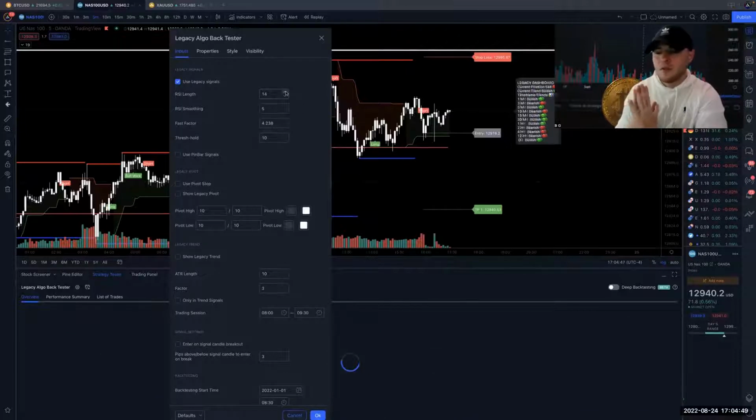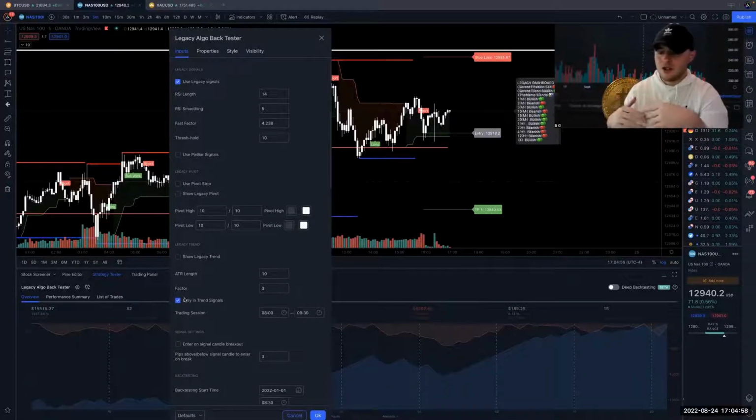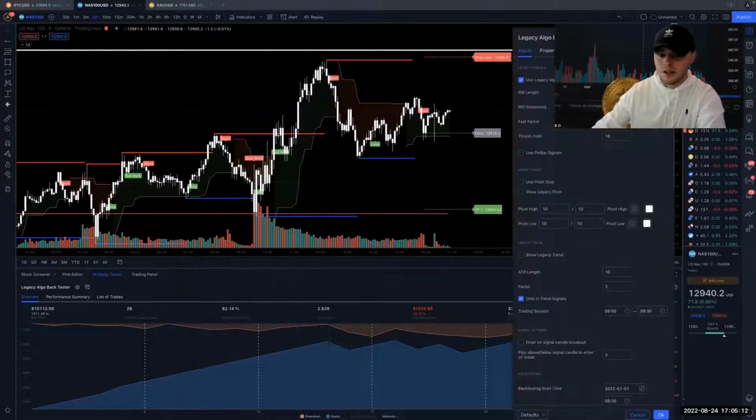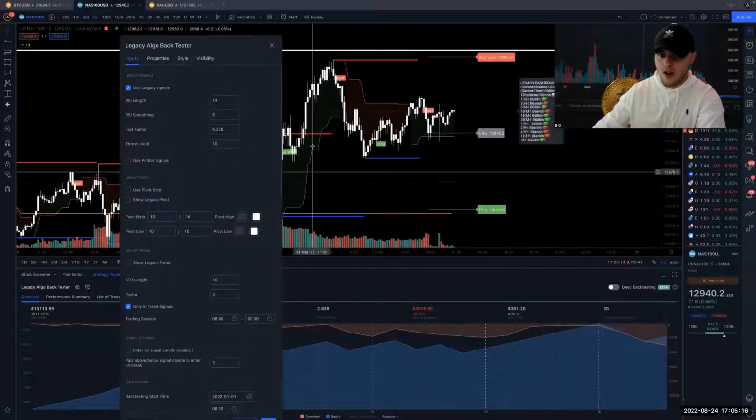It's going to take you a little bit of time to fully optimize and see which settings are the best for your specific pair, and which function is better: trading with the signals, trading with signals only with the trend, or trading from 8 to 9:30 or 8 to 8 p.m. at night. This will spit out all the data, and not only that, it will show you the trades in real time on TradingView.